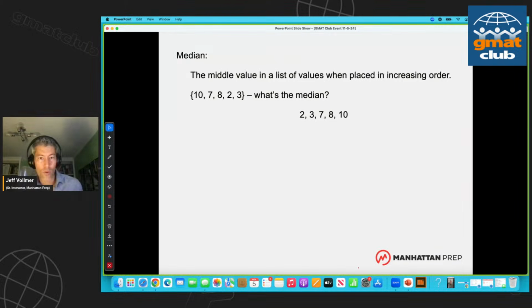So we're going to put this set in order: 2, 3, 7, 8, 10. And of course, 7 is the middle value. So 7 would be the median.